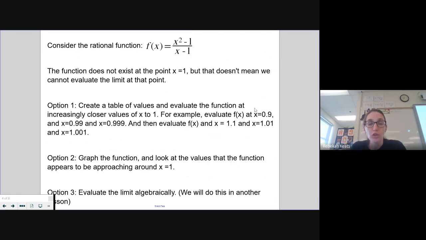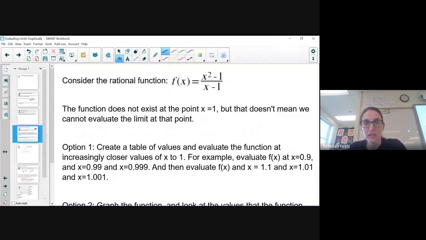You could also just graph the function and see what's happening around that spot. And then algebraically is another way, which we'll do in a different lesson. So just to show you how we could do that, I am going to bring up Desmos for a minute. We're going to open up the graphing calculator, and I'll share that screen with you as well.